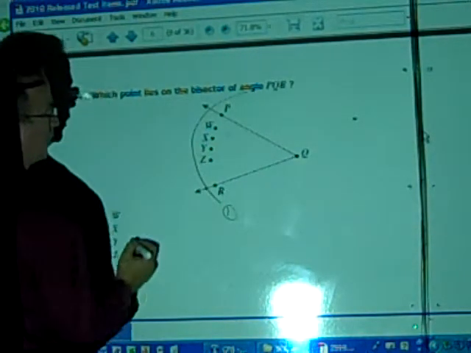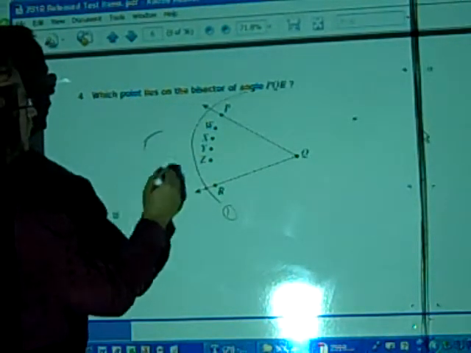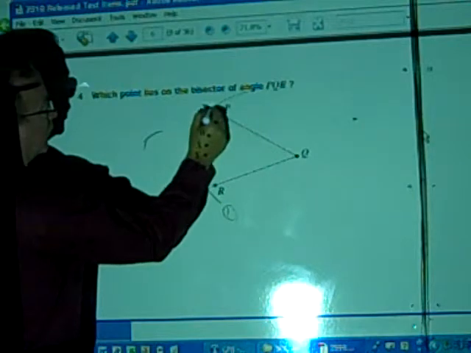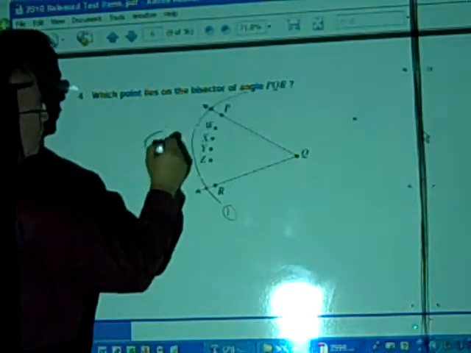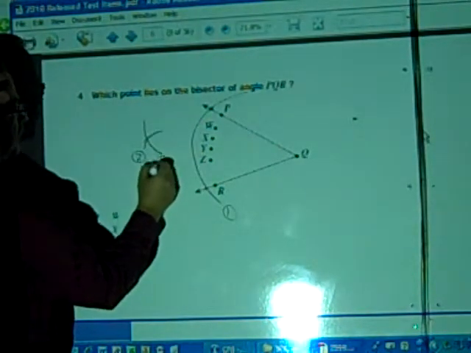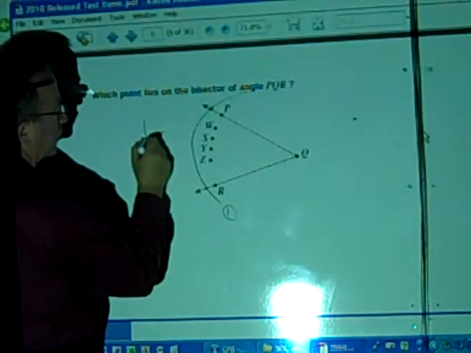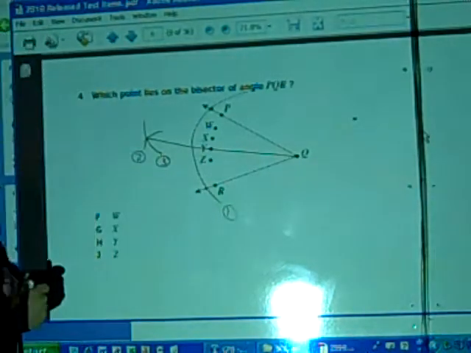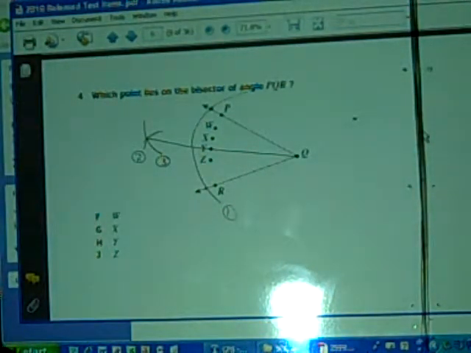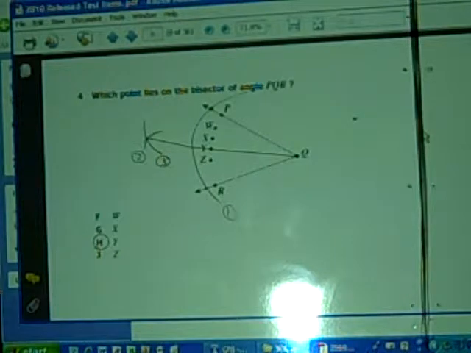Step number 2, you're going to put your compass point here. You're going to make an arc out here from this point. You're going to put your compass point here. It's important that you put it on the intersection of the arc and the ray. Then you're going to do another arc out here. So this will be step 2, step 3. Step 4 will be drawing a line segment between this point and the vertex. And if you use the tools on the computer, your line segment will be a lot straighter than that, but the answer is H. And that's number 4.